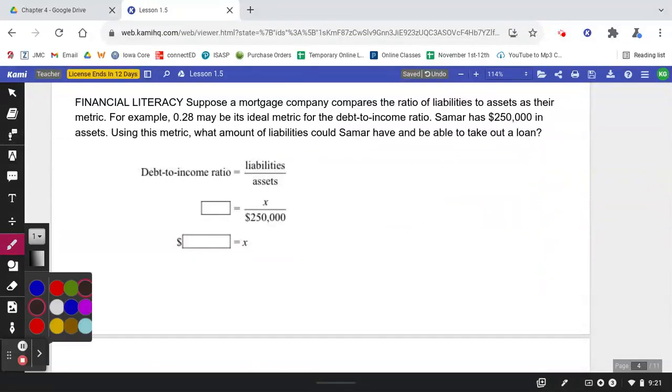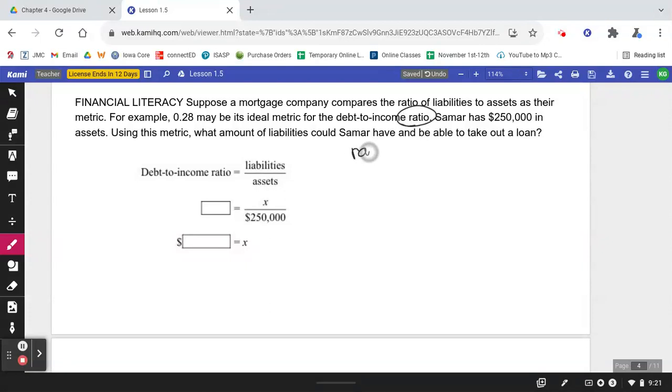Okay. The second type of mathematical model we're going to be using is equations. Suppose a mortgage company compares the ratio of liabilities to assets as their metric. For example, 0.28 may be its ideal metric for the debt to income ratio. Write this down. We talked about how ratio means fraction, at the beginning of chapter 1. Samar has $250,000 in assets. Using this metric, what amount of liabilities could he have and still be able to take out a loan?